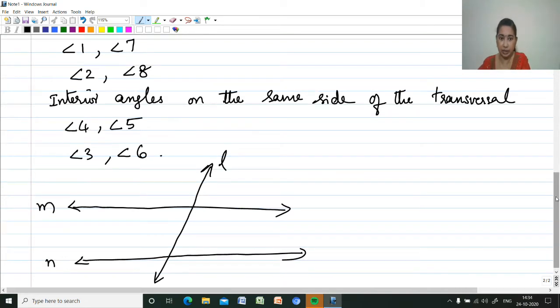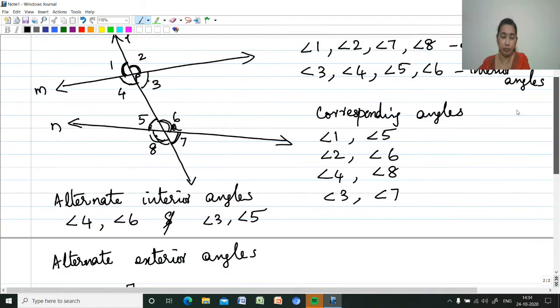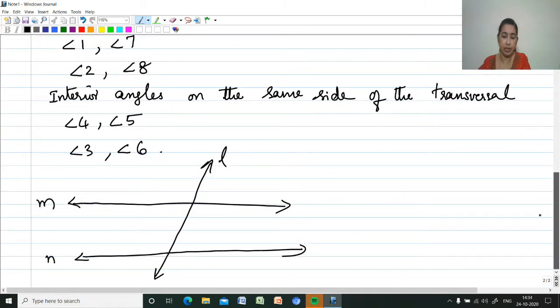Which are the corresponding angles? Here we have seen angle 1 and angle 5. That means these two are the corresponding angles, angle 1 and angle 5. These two angles will be the same. Same way 2 and 6. This is 2 and this is 6. These two angles also will be the same in the case these two are parallel lines.